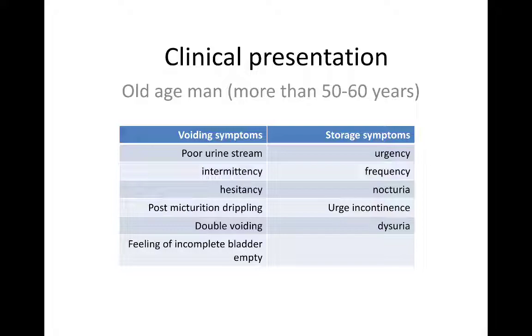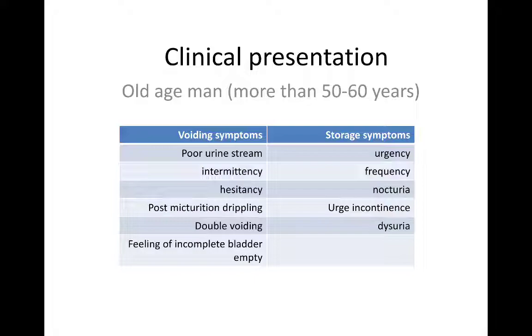Double voiding: sometimes the patient, when he completes urination and stands up, feels that there is another desire for urination, so he sits down and urinates again, and we call it double voiding. Feeling of incomplete emptying of the bladder means that when the patient completes urination, even with double voiding, he feels that his bladder still contains urine and is not completely empty. This we call the voiding symptoms.